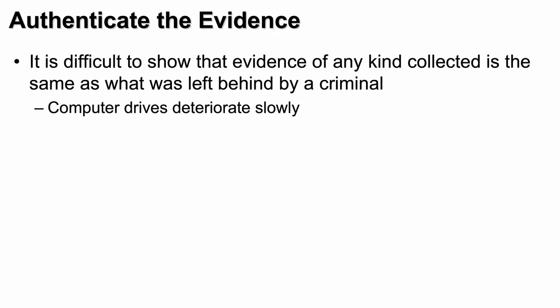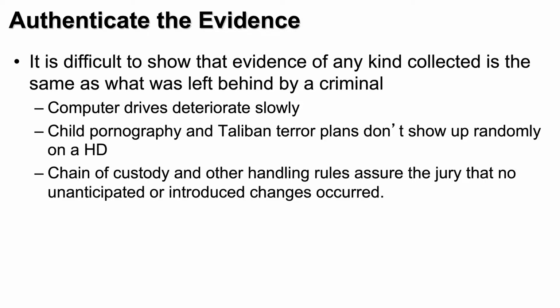Because the defense attorney can't say that all of a sudden, randomly, child pornography or sensitive classified documents showed up on a person's computer, on the suspect's computer. And of course, chain of custody and other handling rules assure the jury that no unanticipated or introduced changes occurred. Again, we get back to chain of custody.